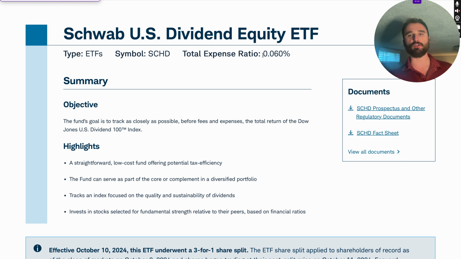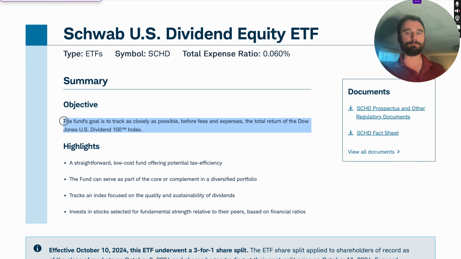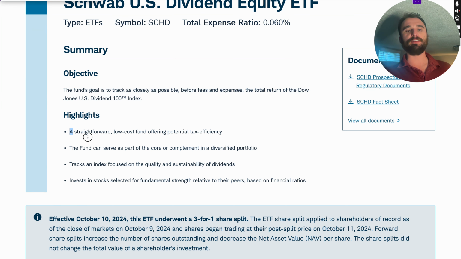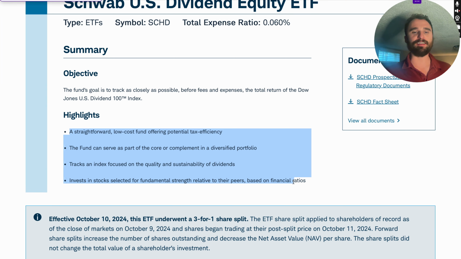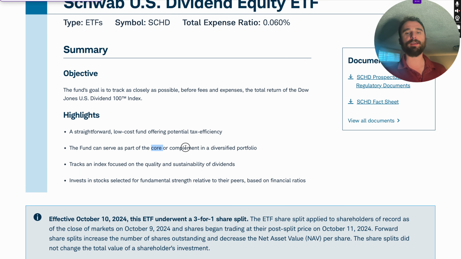And when we come over here to the Schwab US Dividend Equity ETF, we can look at the total expense ratio. First of all, that's a great cost. And what we're seeking here is the total return of the Dow Jones US Dividend 100 Index. So it's basically a straightforward low-cost fund that offers potential tax efficiency. It can serve as part of the core or a complement in a diversified portfolio. So you could take, let's say, a $500,000 core portfolio and put it into SCHD.